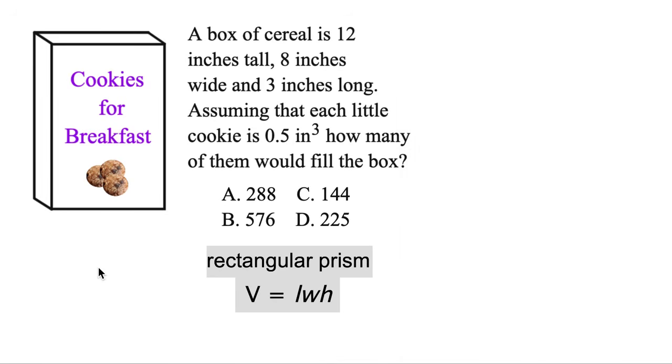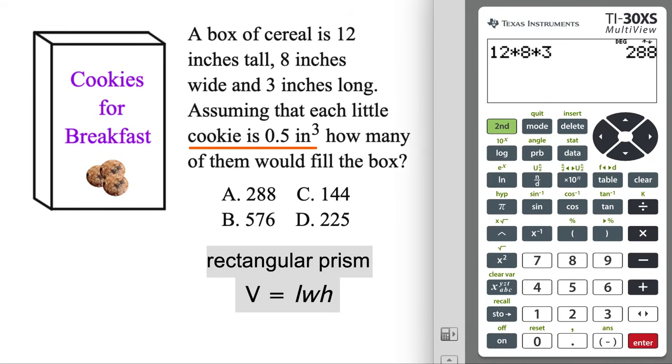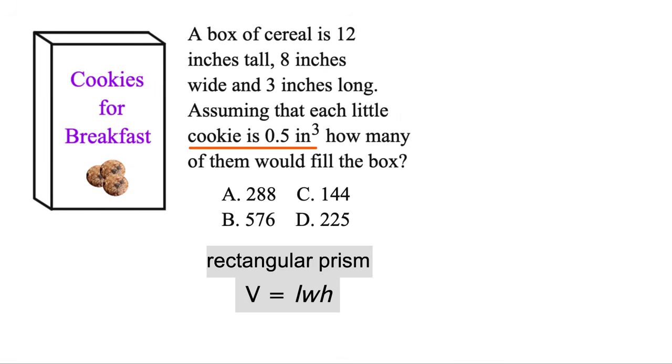But when you're trying to fit something into it, like these cookies, then you could always find out how many go into it with division. So we'll divide by 0.5. Therefore, 576 of these little cookies will fit perfectly in there. Of course, we know it's actually going to be half filled with air, but you can always pretend.